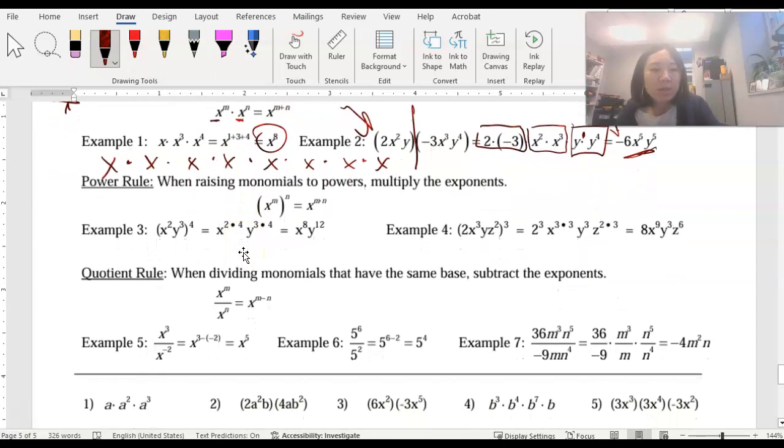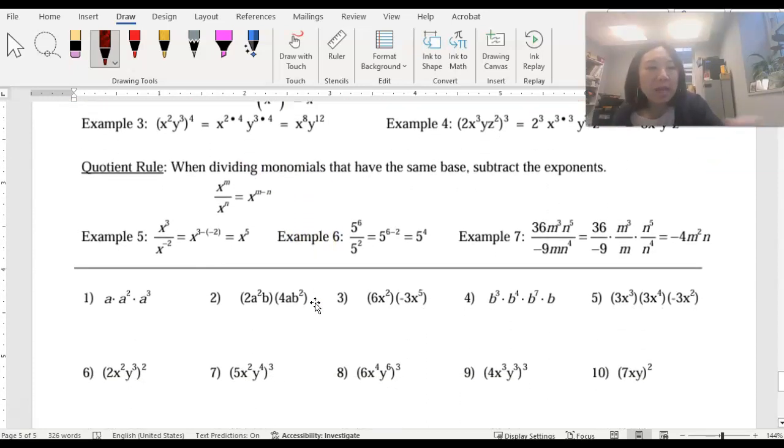That's the first rule. The second rule is when we're raising monomials to powers, multiply the exponents. So if it's to the power of and another exponent outside of the parentheses, that's when you would multiply your exponents. All right, so if you're multiplying variables, you're adding the exponents, but if you are raising an exponent to the next power, you multiply them. And then the quotient rule is the opposite of the product rule. So instead of adding, when we have monomials with the same base, we subtract the exponents to get our answer.